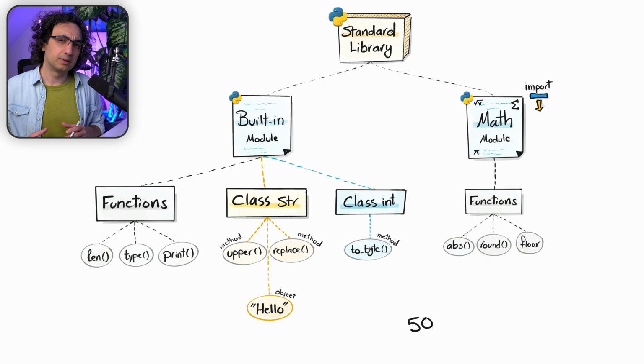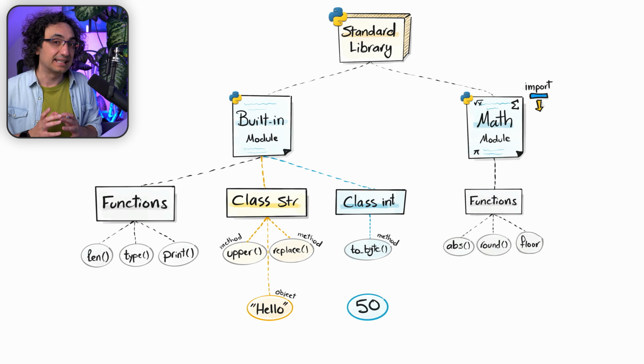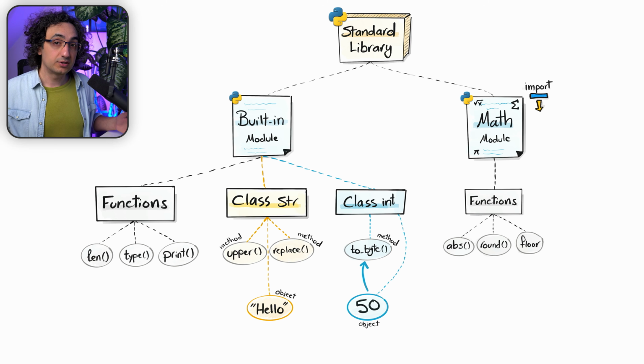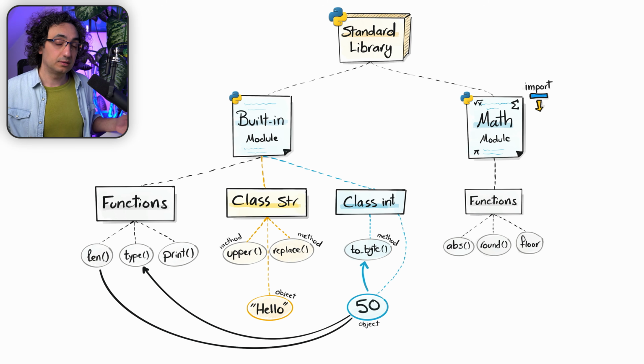Let's have another example. Let's have the value 50. Now again, this value 50 is not like in the air. Python is going to connect it as an object to the class integer. So what this means, my friend, is I can go and use any method inside this class for my number, for the integer. And of course, about the other functions, it depends. So for example, for the built-in functions, I can go and use the type function, but I cannot go and use the length function because for Python, it makes no sense.